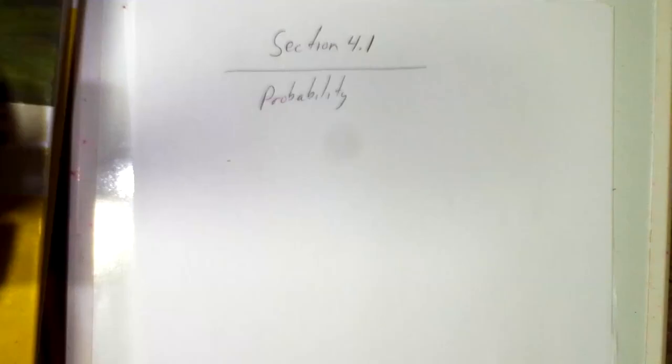Okay, class. Today we're going to go over section 4.1, and the title of this section is called Probability. Many students feel that probability is too complicated to understand, but it really isn't. If you are shown examples and what the formula is, it should be pretty straightforward. So first, we have to identify where one would encounter probability.